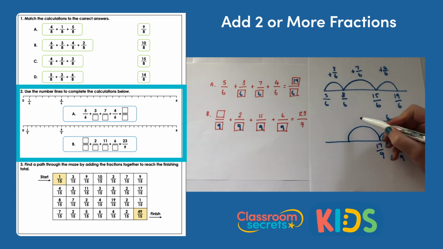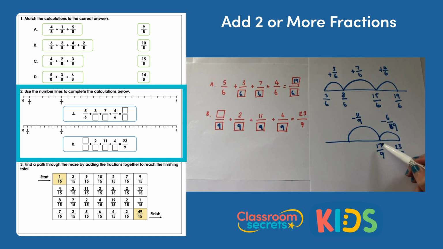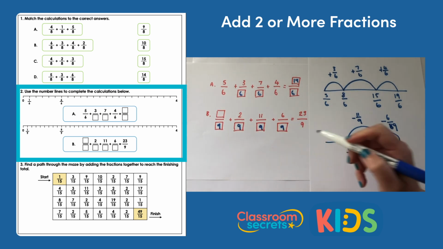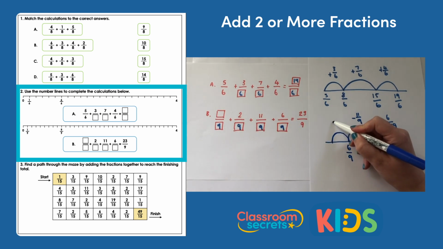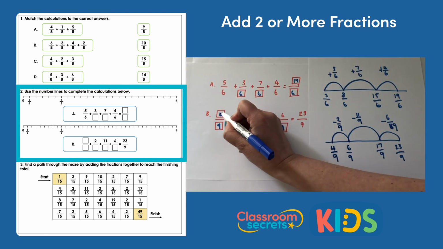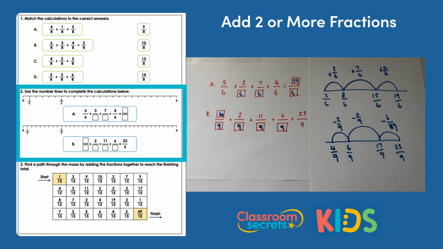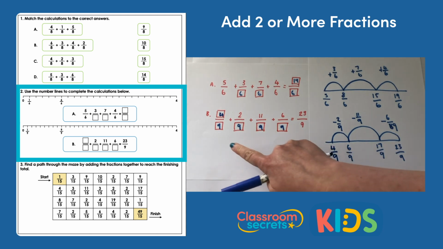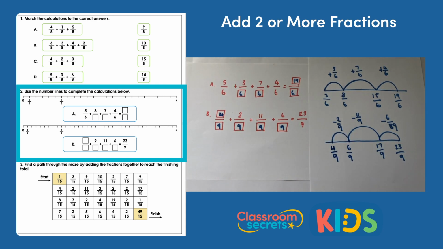So we're at 17/9, we're counting back by 11/9, and that would take me to 6/9. My final step is a jump of 2, so I can take away my 2/9, and I would end up on 4/9. So the number that we start with in that calculation is 4/9, and the other missing numbers were our denominators, which are also 9ths.